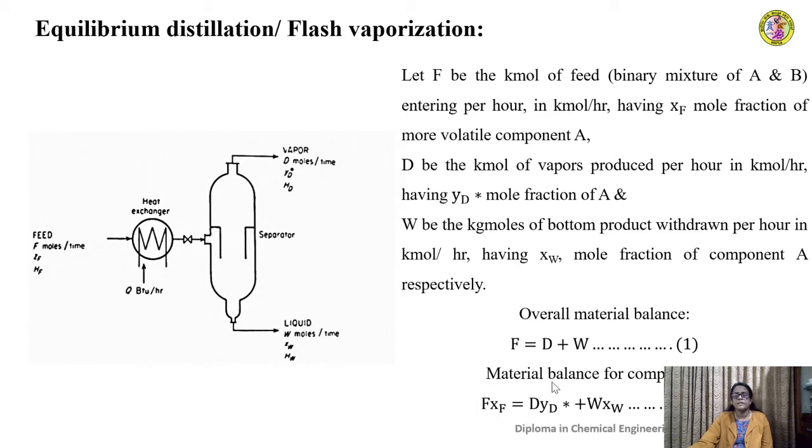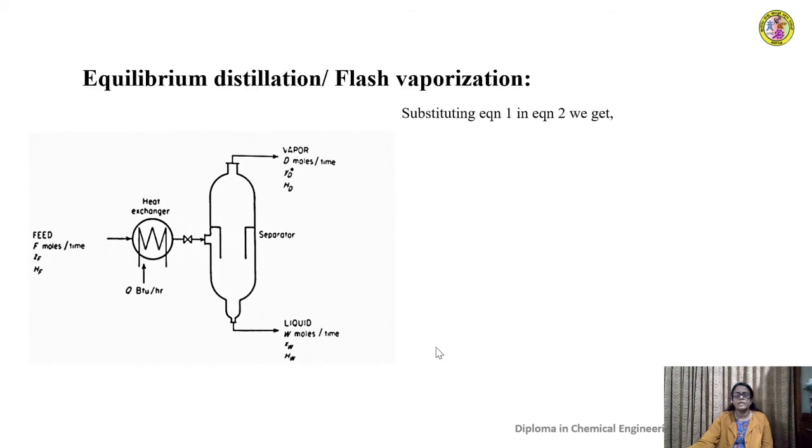Then DYD star will give you the quantity of more volatile component A present in the overhead product, and WXW gives you the moles of A present in the bottom product. So let these two equations be equation number 1 and 2. So from equation 1 we have F is equal to D plus W.